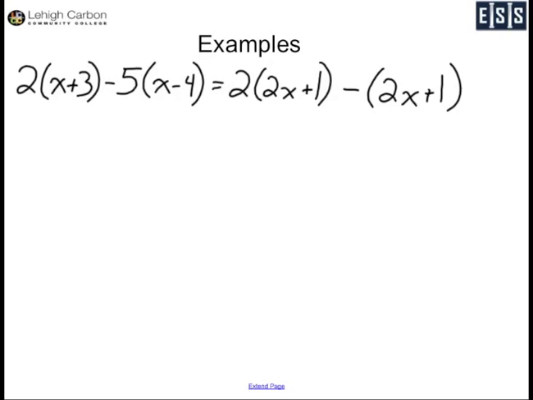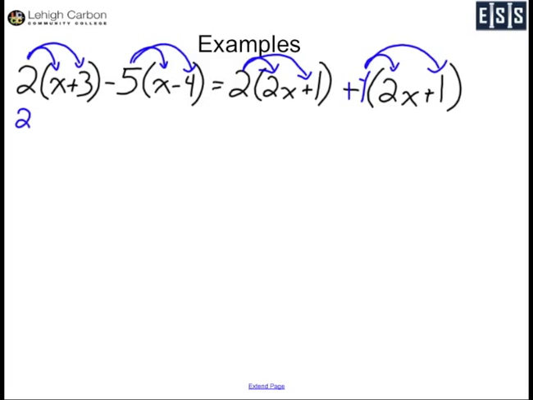Our last example, 2 times the quantity x plus 3 minus 5 times the quantity x minus 4 equals 2 times the quantity 2x plus 1 minus the quantity 2x minus 1, or plus 1. So lots of grouping symbols, so lots of distributing. And again, this is really plus a minus 1, and then that minus 1 has to go in.